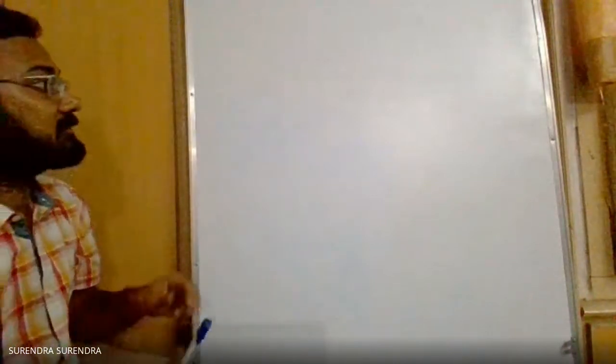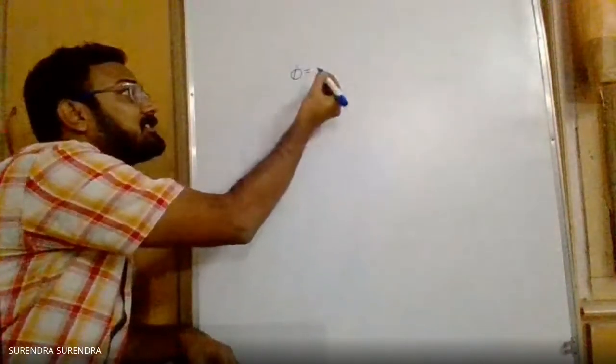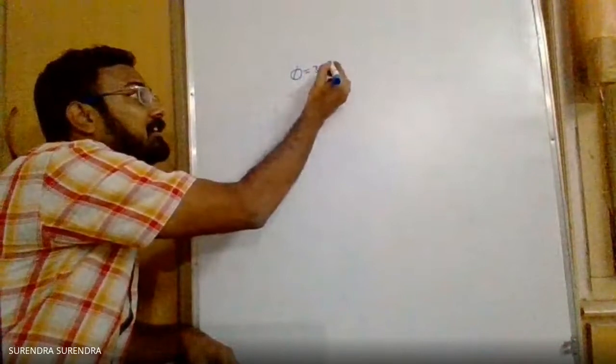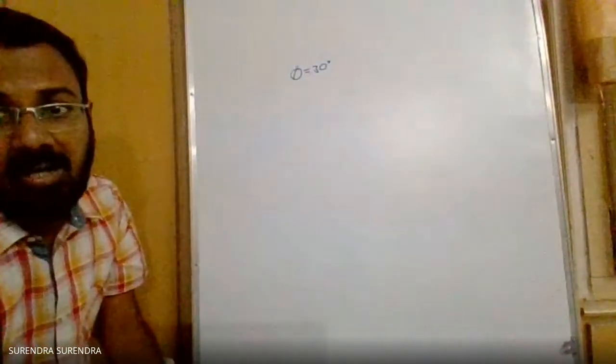Line inclined at 30 degrees to VP. Always, vertical plane inclination is represented with phi. Make it as a standard notation. Phi equal to 30 degrees, given in the problem.